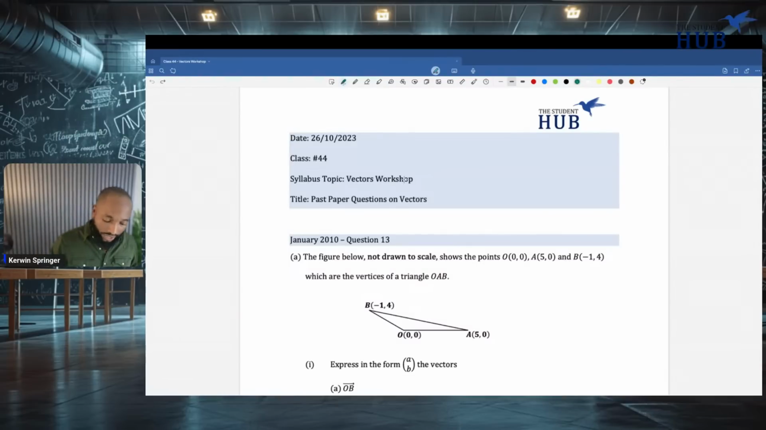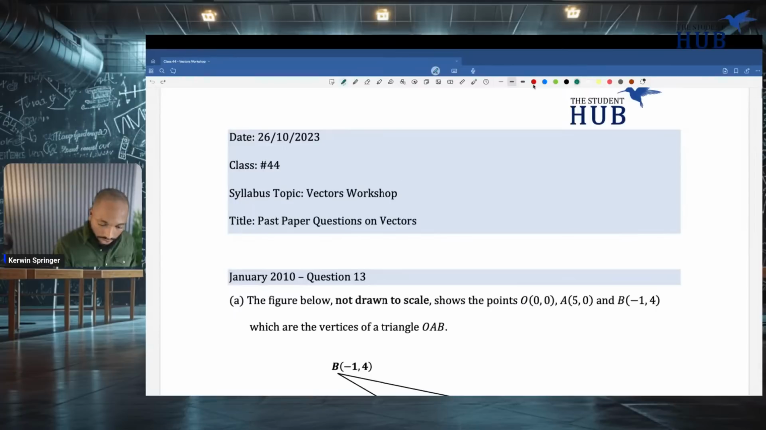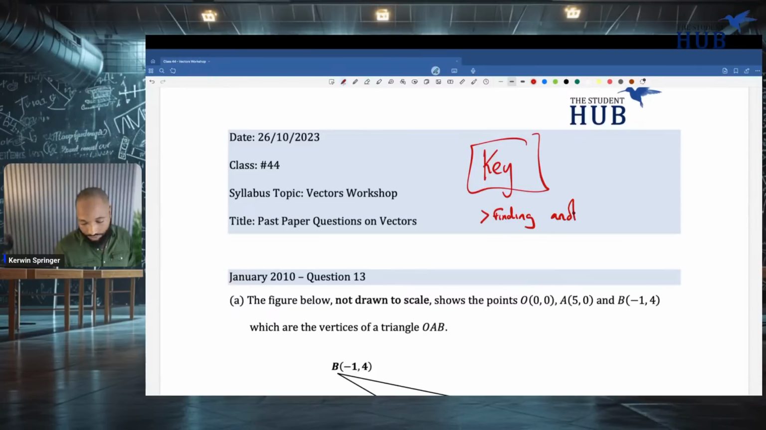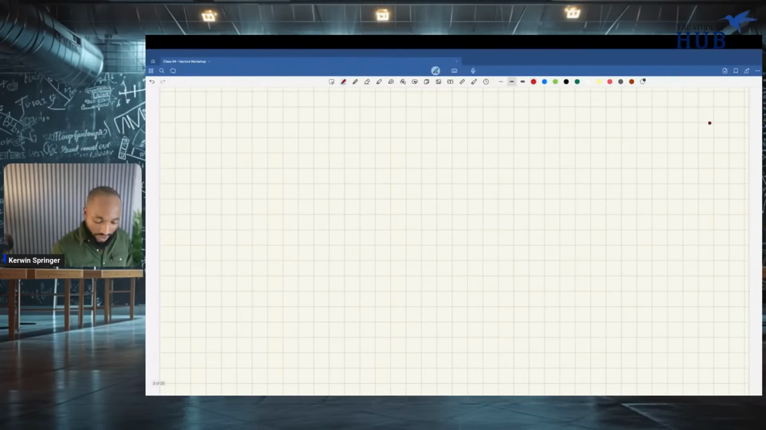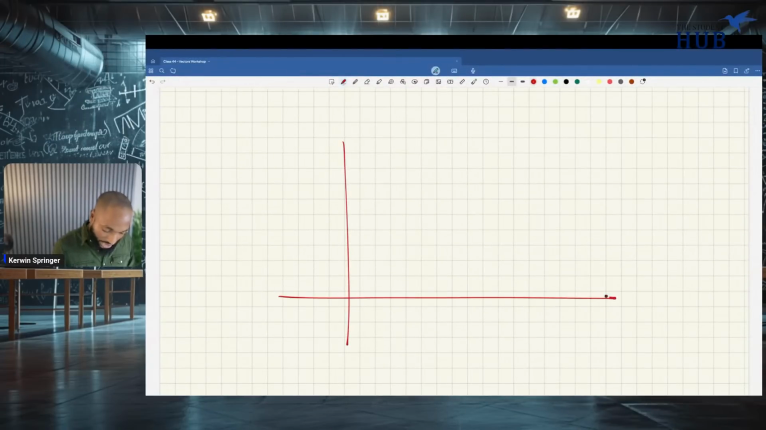So what vectors is, I want everyone to remember, and hello to those watching in the future, is that one of the most important keys to vectors is finding another way. I was doing vectors with a lot of my classes this week, finding another way. So let me just show you a quick thing for those of you who are brand new in vectors. What position are you at in vectors?